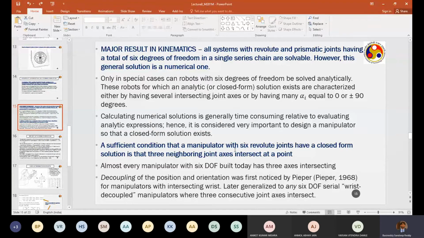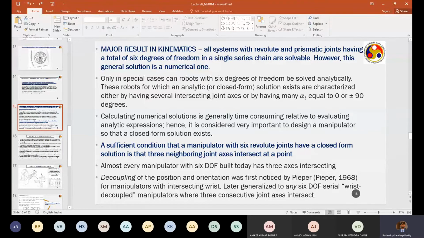The second thing is, however, if you want a general solution for a general 6R robot, irrespective of whether the joints are prismatic or revolute, and you want some general expression, that is always a numerical one. When you specify, for example, a Puma, it has all revolute joints, or some robots have all prismatic joints, and so on. You can always specify it. But if you want to define a general 6 degrees of freedom robot, then that will always be a numerical one.